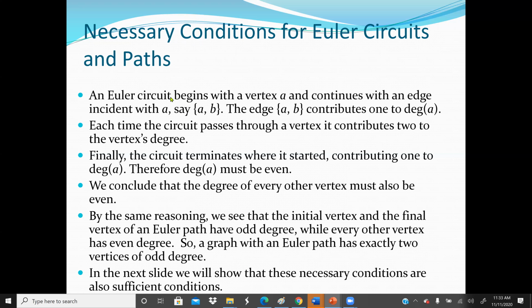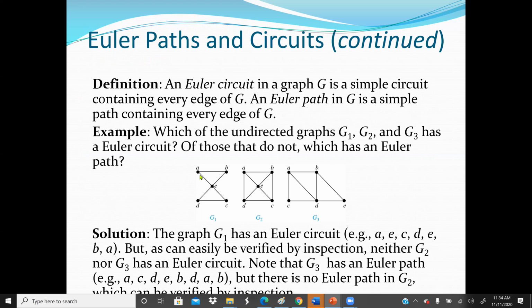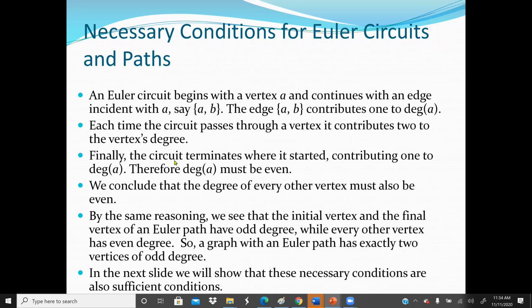With regard to Euler circuit, we begin with vertex A, continue with an edge incident with A, say A and B. With an Euler circuit, looking at this diagram, the starting vertex should be even. For an Euler path, the starting and ending should be odd degree. But for an Euler circuit, the starting and ending is the same vertex because we go around and come back to the same. So it has to be even. Finally, the circuit terminates where it started, contributing 1 to degree. Therefore, the degree of A, the starting vertex, must be even. Then we conclude that the degree of every other vertex must also be even.